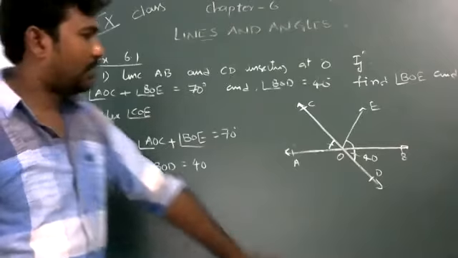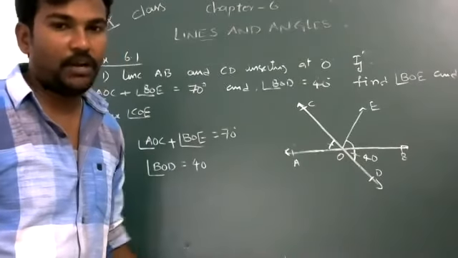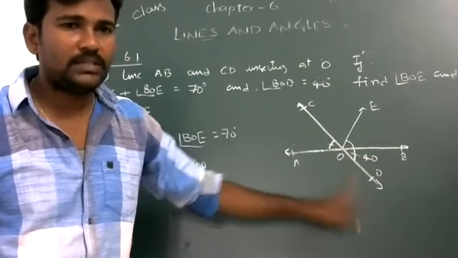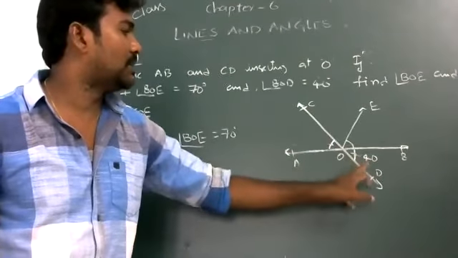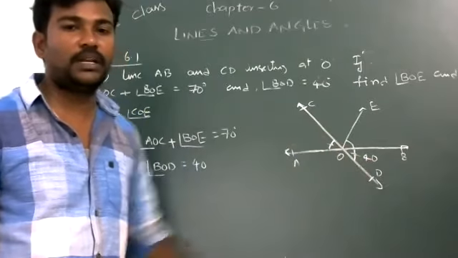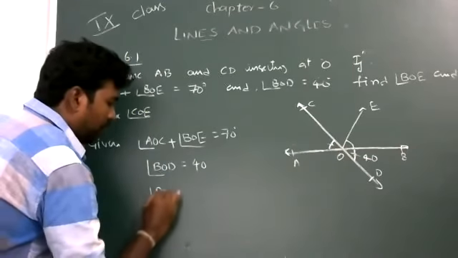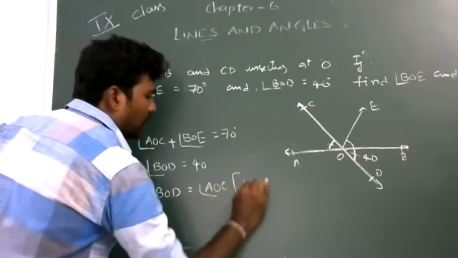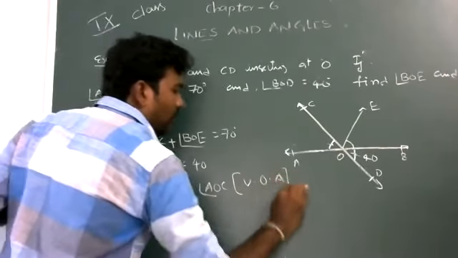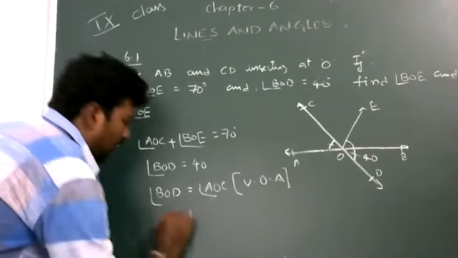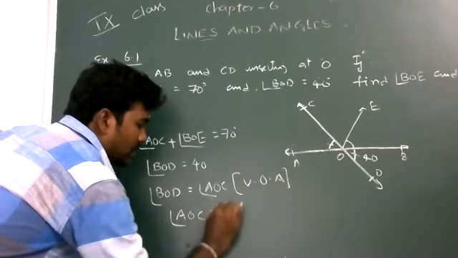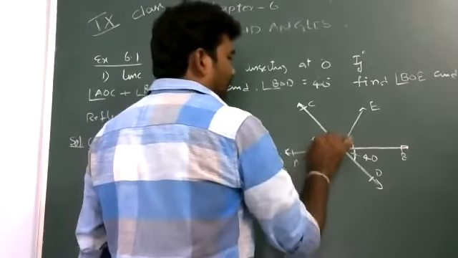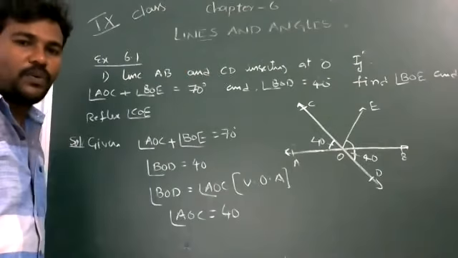Here you can observe, if two lines are intersecting, then vertically opposite angles are equal. AB and CD are two lines intersecting, so these two angles are equal. Here you can write angle BOD is equal to angle AOC, because vertically opposite angles are equal. So now angle AOC is also 40 degrees. Already you know that this one is 40 degrees.